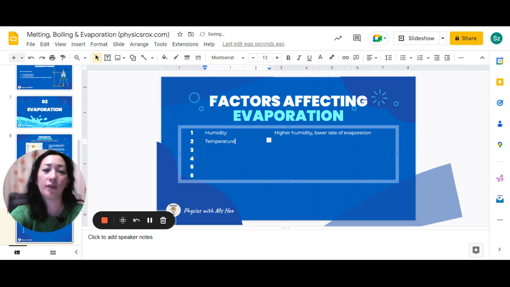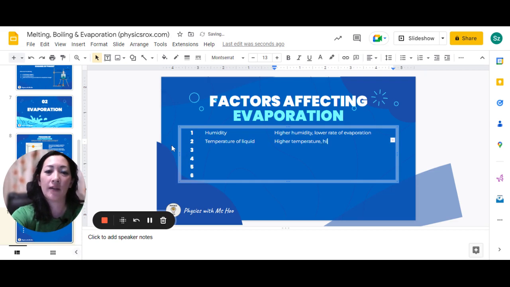Now temperature also affects it because with higher temperature, there's more heat energy. Therefore, there will be a higher rate of evaporation. So this is, of course, the temperature of the liquid. So higher temperature, higher rate of evaporation.